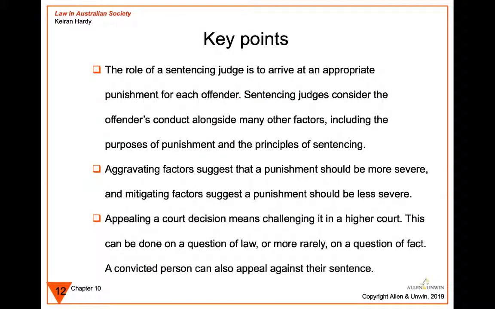So to reiterate the key points from this chapter, the role of a sentencing judge is to arrive at an appropriate punishment for each offender. Sentencing judges consider the offender's conduct alongside many other factors, including the purposes of punishment and the principles of sentencing. Aggravating factors suggest that a punishment should be more severe, and mitigating factors suggest the punishment should be less severe. Appealing a court decision means challenging it in a higher court. This can be done on a question of law, or more rarely, on a question of fact. A convicted person can also appeal against their sentence if it was manifestly excessive.